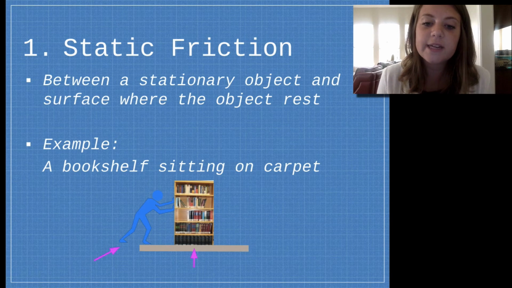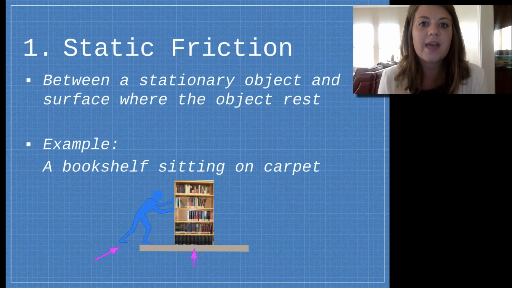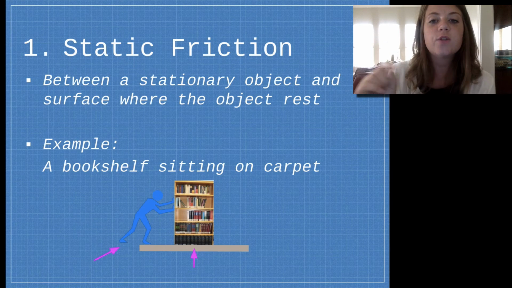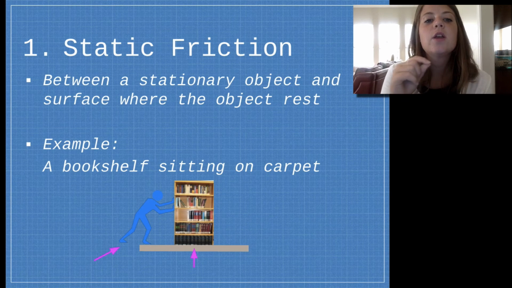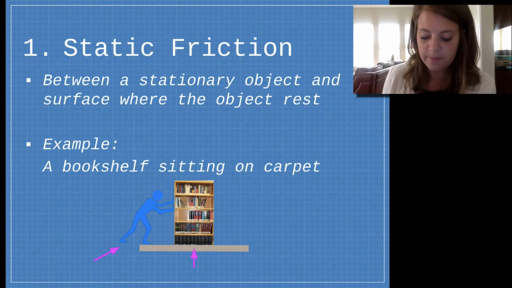Neither one of these objects is currently moving. The man is not moving, nor the bookshelf. That is why it's called static friction. So if you need to make a little note, static friction is going to always involve objects that are currently not moving.